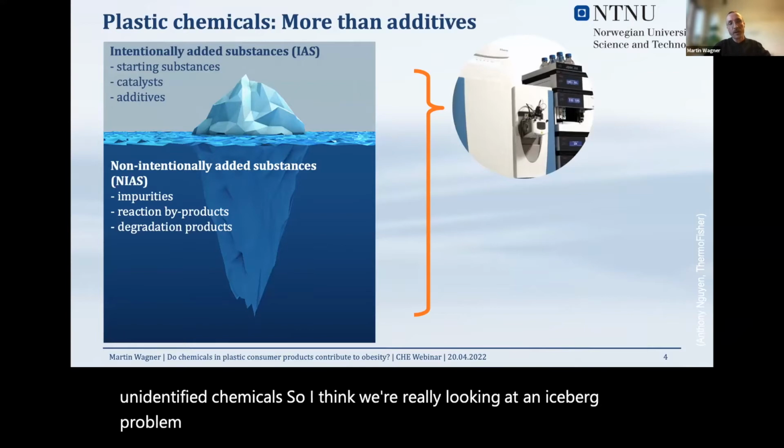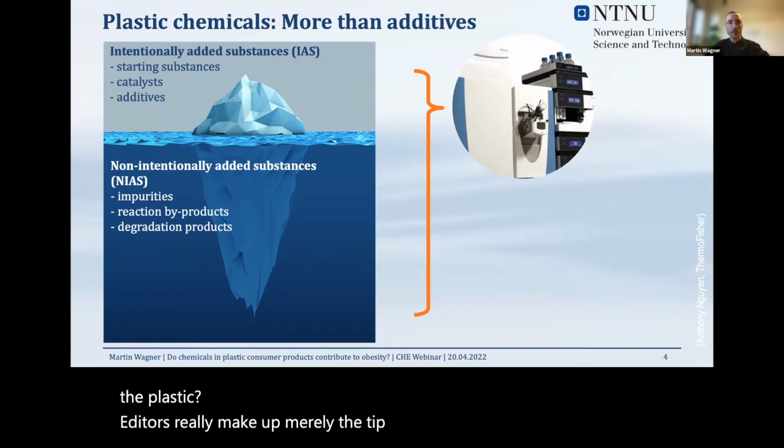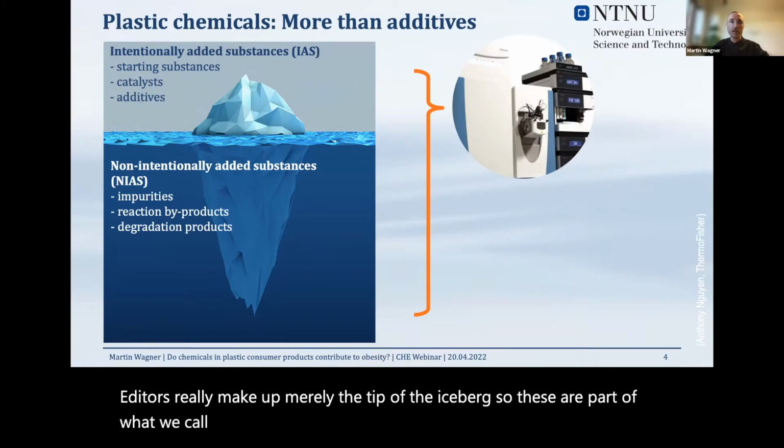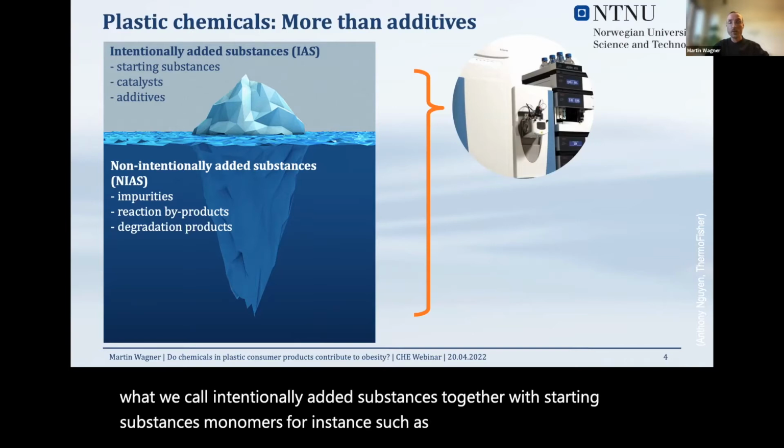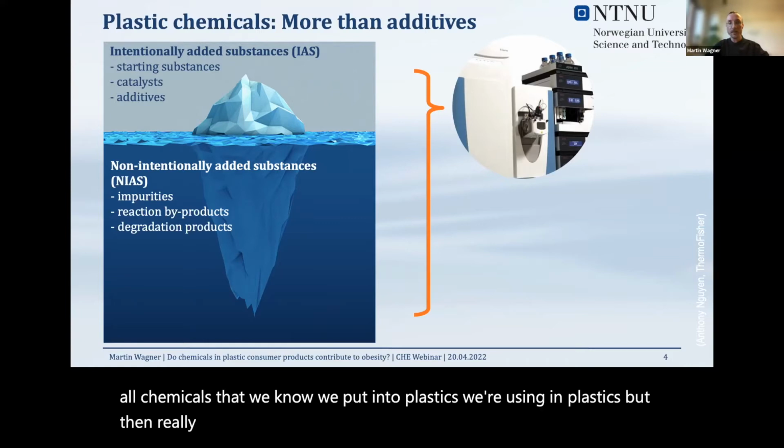A lot of talk these days is about plastic additives. But the plastic additives really make up merely the tip of the iceberg. These are part of what we call intentionally added substances, together with starting substances, monomers, for instance, such as BPA, and catalysts. Those are all chemicals that we know we put into plastics. But then really the bulk of the iceberg, the belly, is the non-intentionally added substances.